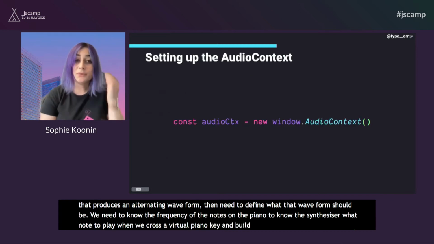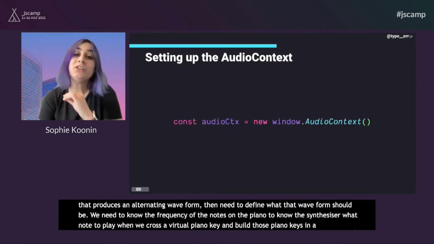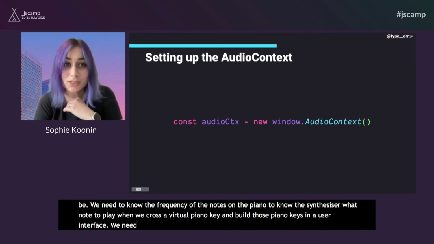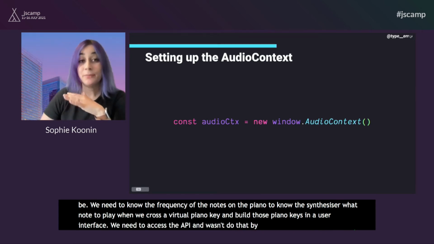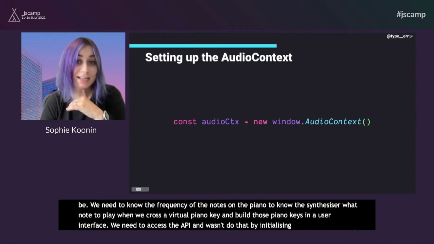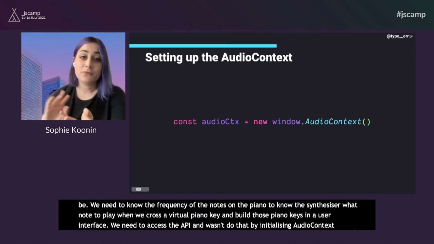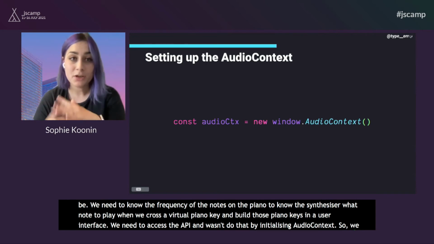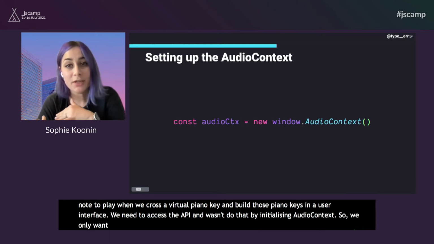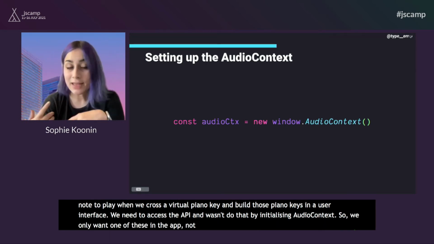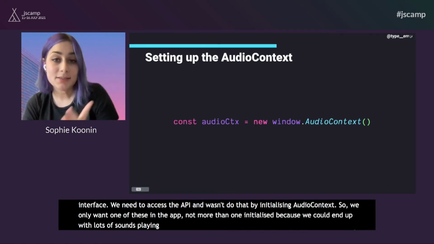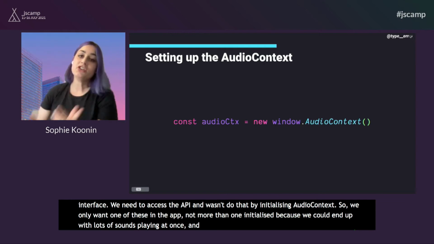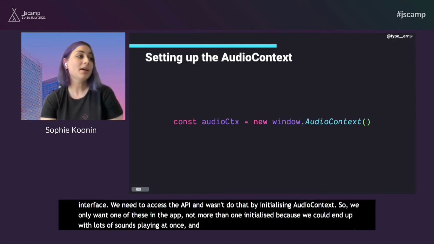So to get started, we need to access the API, and we can do that by initializing an audio context. This interface exists on the window object in the browser, in the Big Four browsers basically. So we only want one of these in the app. We don't want more than one initialized, because then we could end up with lots of sounds playing at once. And so this audio context instance that I've created here will give us lots of functions that let us interact with the API.